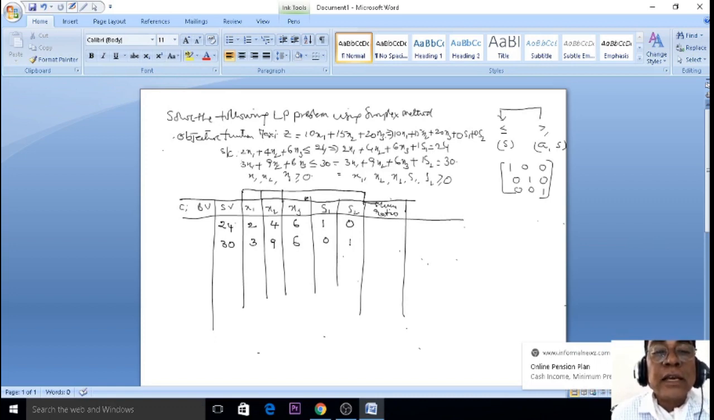After that, this is called CJ. What are the CJ values? CJ values are nothing but the objective function values. These are 10, 15, 20, 0 and 0.